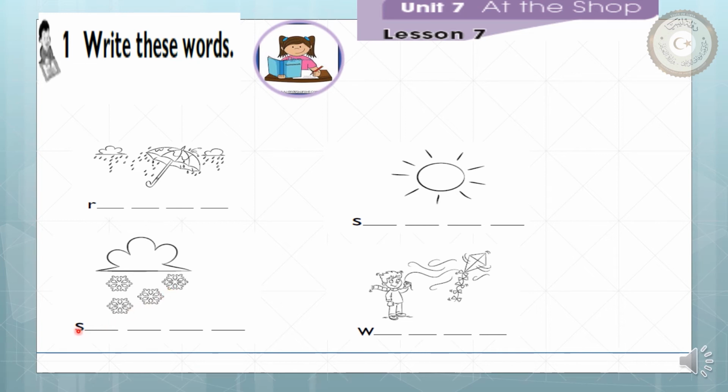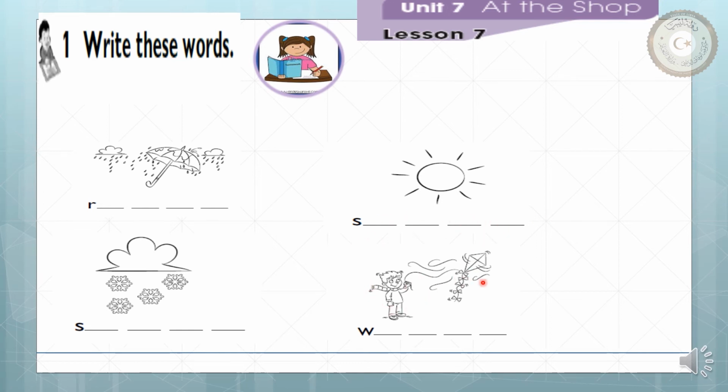Okay. The word starting with S. How many missing letters do we have? 1, 2, 3, 4. 4 missing letters. Okay. Here we have another word and another picture. Look at this picture. What is this? So, what is the weather like? The word is starting with S. 1, 2, 3, 4. Okay, so we have 4 missing letters.